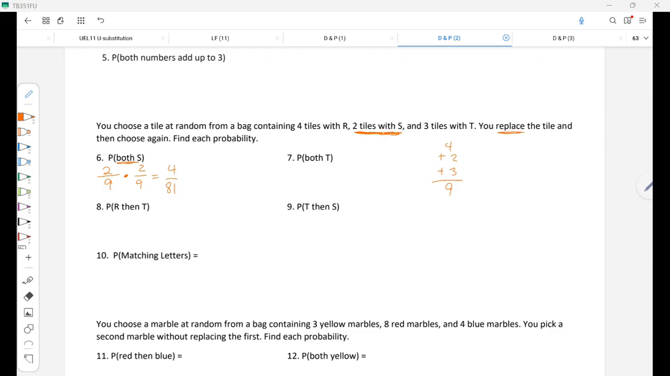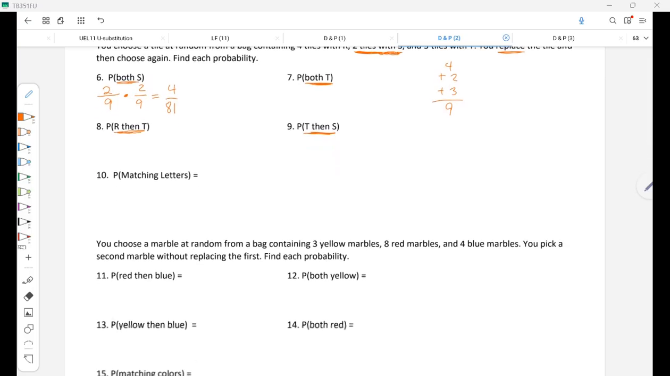Number 7 is definitely also going to be the same fraction twice because both picks are a T. 8 and 9, you'll have a different fraction in each spot. Only the numerator will change based on which letter you're picking.